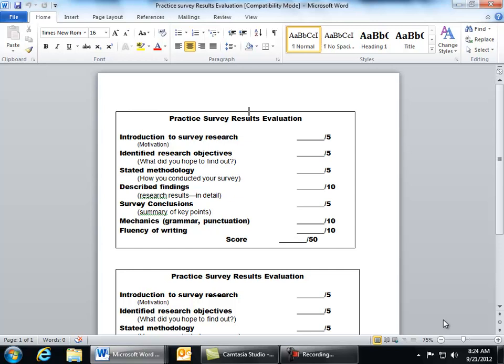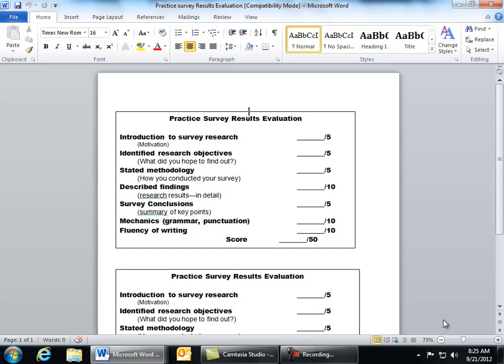Stated methodology: how you conducted your survey. Tell me how you did your survey. It's pretty simplistic as that. What did you do to find out your results? How did you go about taking the surveys? Did you hand your surveys out to other students? Did you ask students to take surveys at random? Or did you target a specific audience? These are always in the stated methodology.